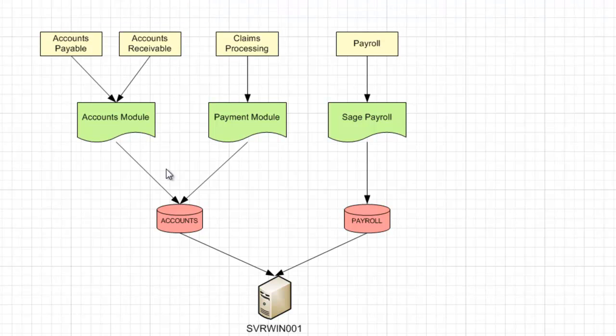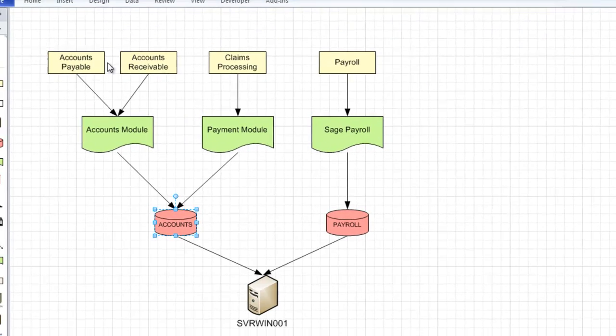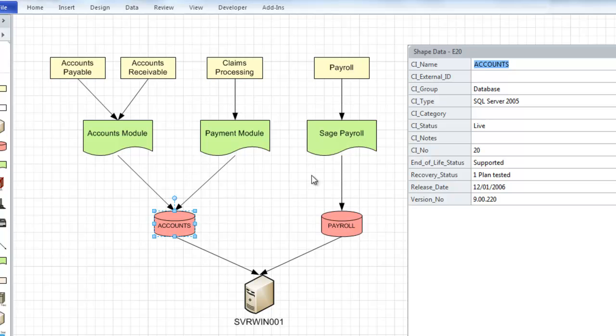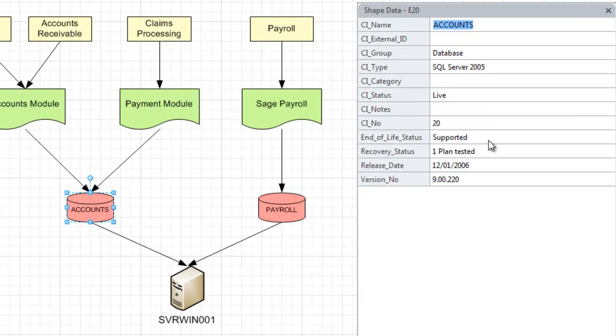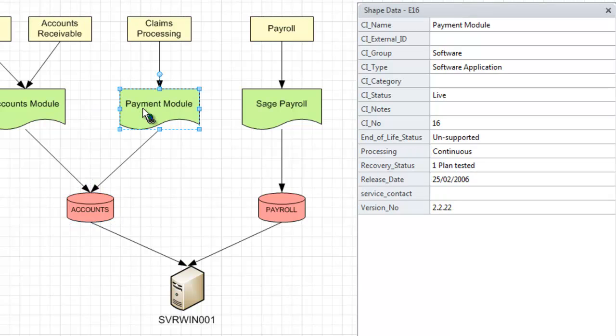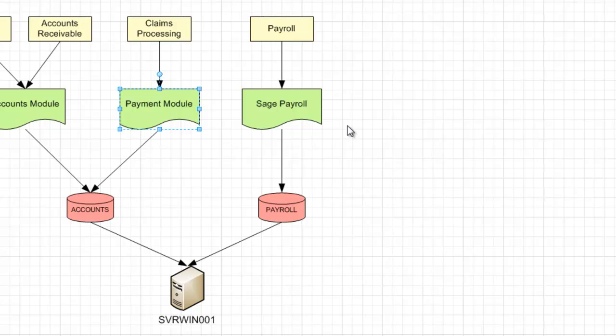So for instance, if I select the accounts database here, this shape data is showing that the end-of-life status is supported by the manufacturer and it's got a recovery plan which has been tested. And the same for all the other components. So if I look at software, there'll be a different structure, and this is automatically maintained whenever we create or update the diagrams. You can then make use of Visio's data graphics facility to change the properties of this.